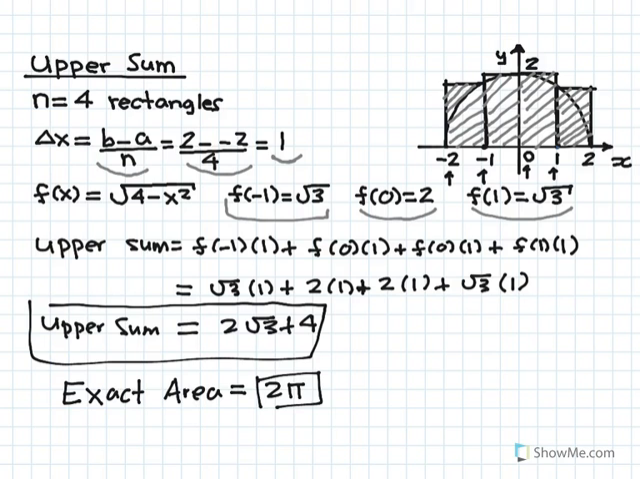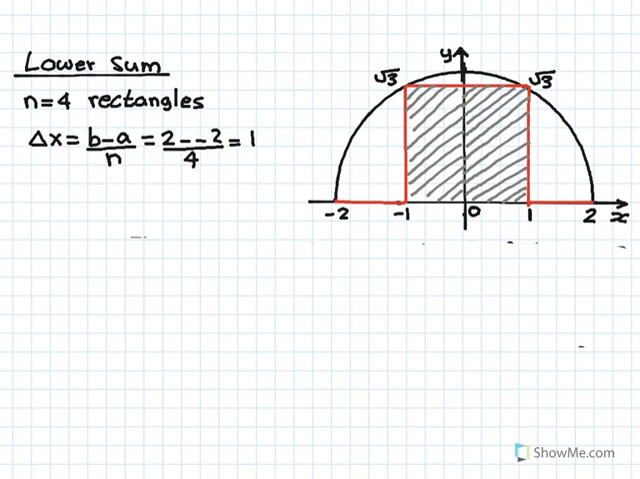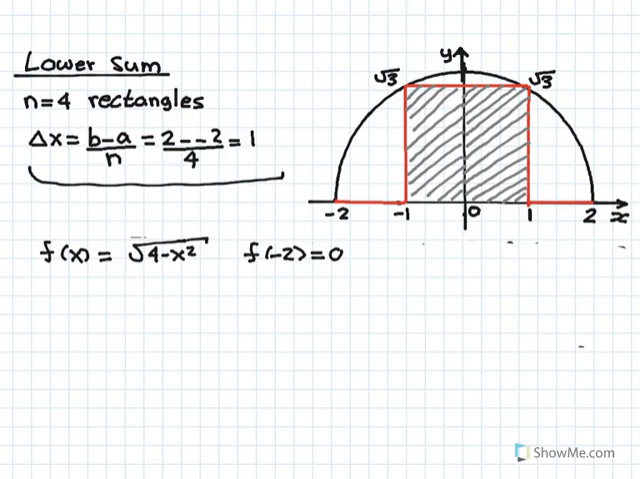All right, now let's work on the lower sum. We have 4 rectangles. Delta x is b minus a over n. That's going to be 2 minus negative 2 divided by 4 is equal to 1, same width as before. And we have f of x is equal to root of 4 minus x squared. That's our function. F of minus 2 is going to be 0. F of minus 1, plugging x equals minus 1, that gives us root 3. F of 1 is also root 3. And f of 2 is 0.